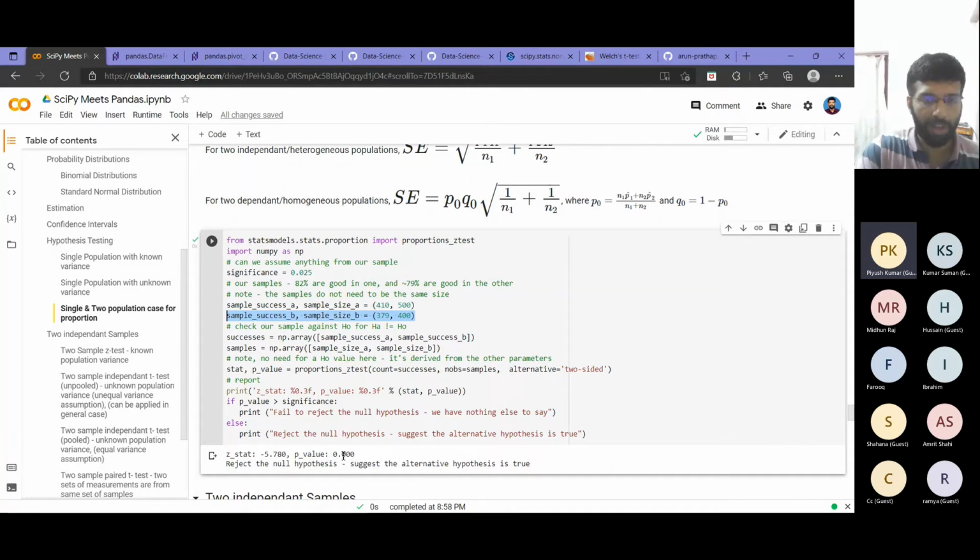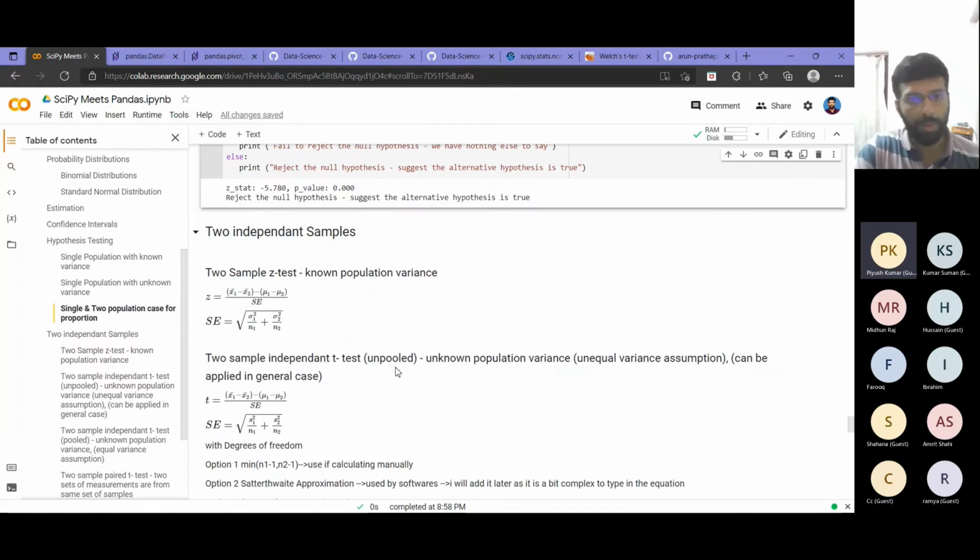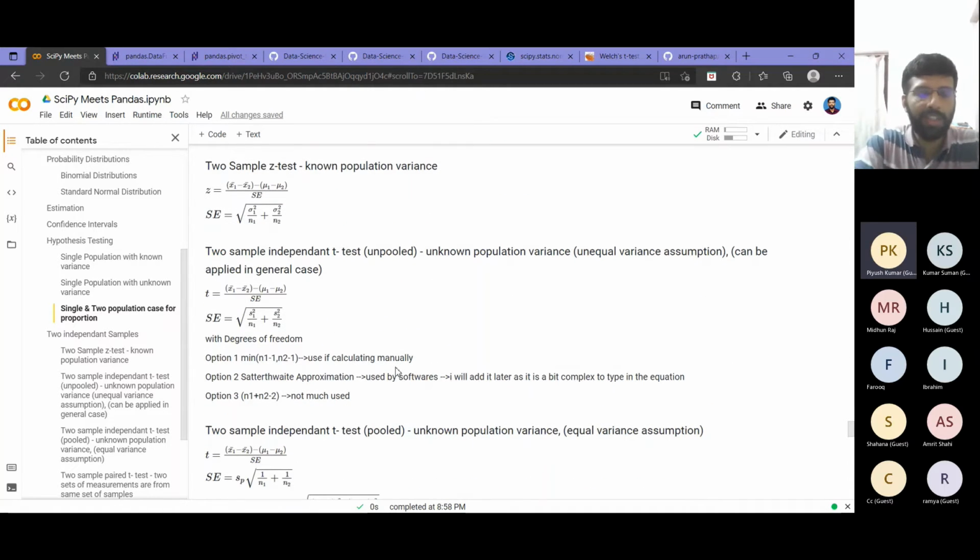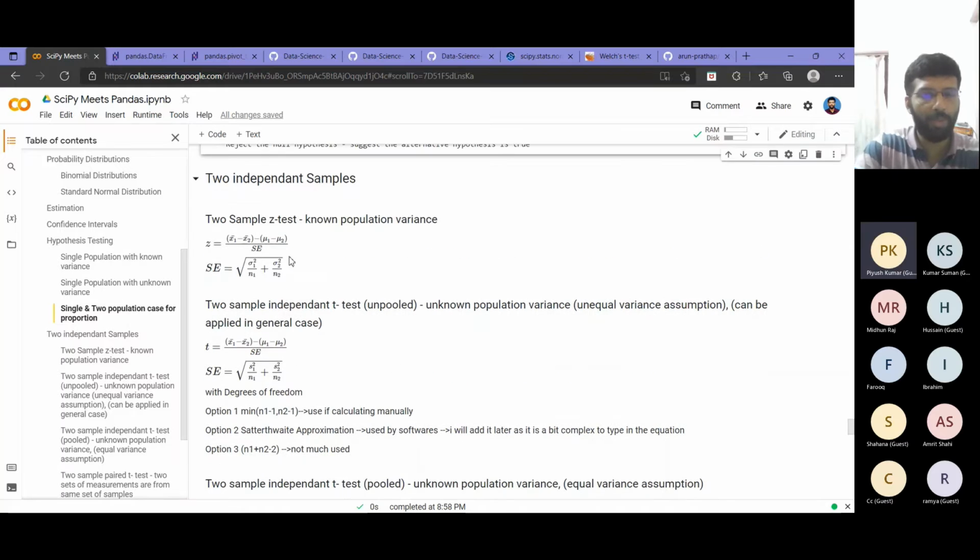And finally, I got a p-value of 0, which is less than my 5% significance level. So I will reject the null hypothesis, which tells me that these two do not belong to the same population. Now, don't be bothered by these formulas. We will not be required to use them again and again. We can directly use Python functions to implement this, right? So I'll just tell the formulas for completeness' sake.